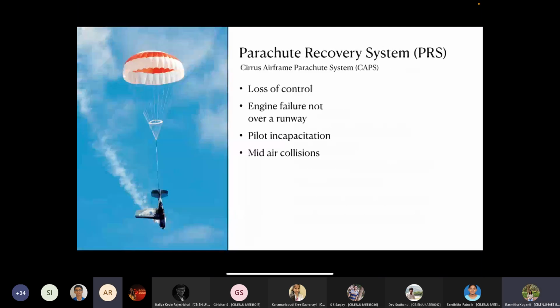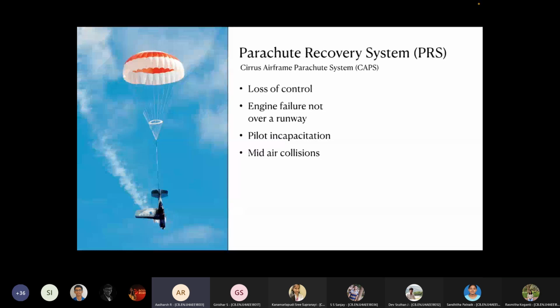Thank you, Rasmita. Good morning, all. So I'll be just explaining about this parachute recovery system. We referred to the Cirrus aircraft parachute system, which is being widely used by almost all Cirrus planes as well as Cessna. The parachute recovery system can be used in these four types of problems. First is loss of control, an engine failure not over a runway, and pilot incapacitation and mid-air collisions.